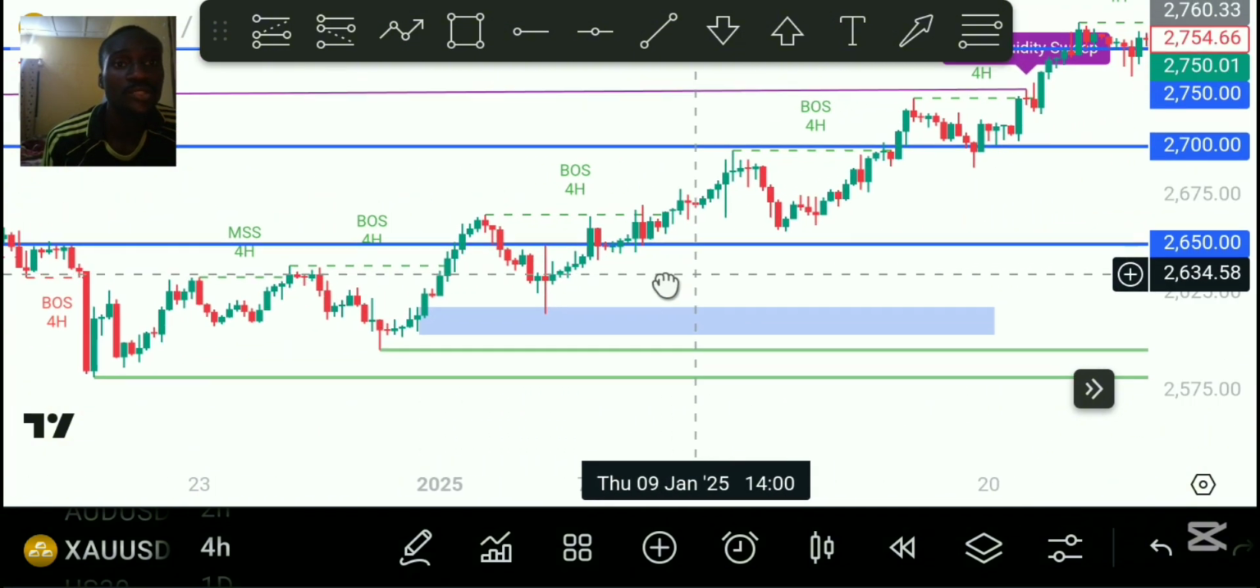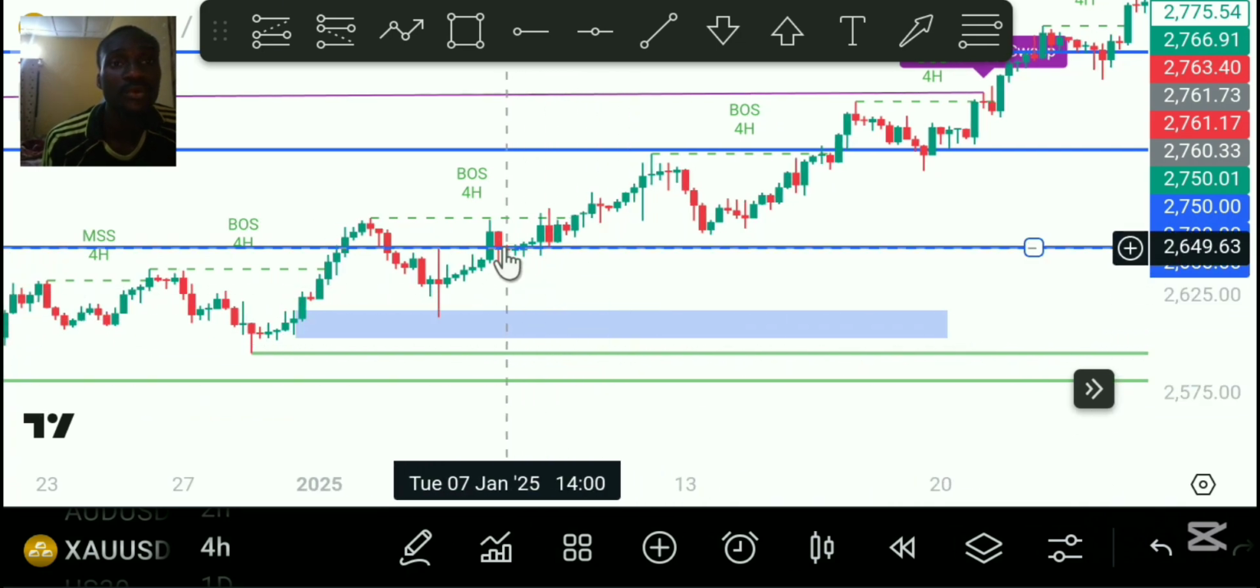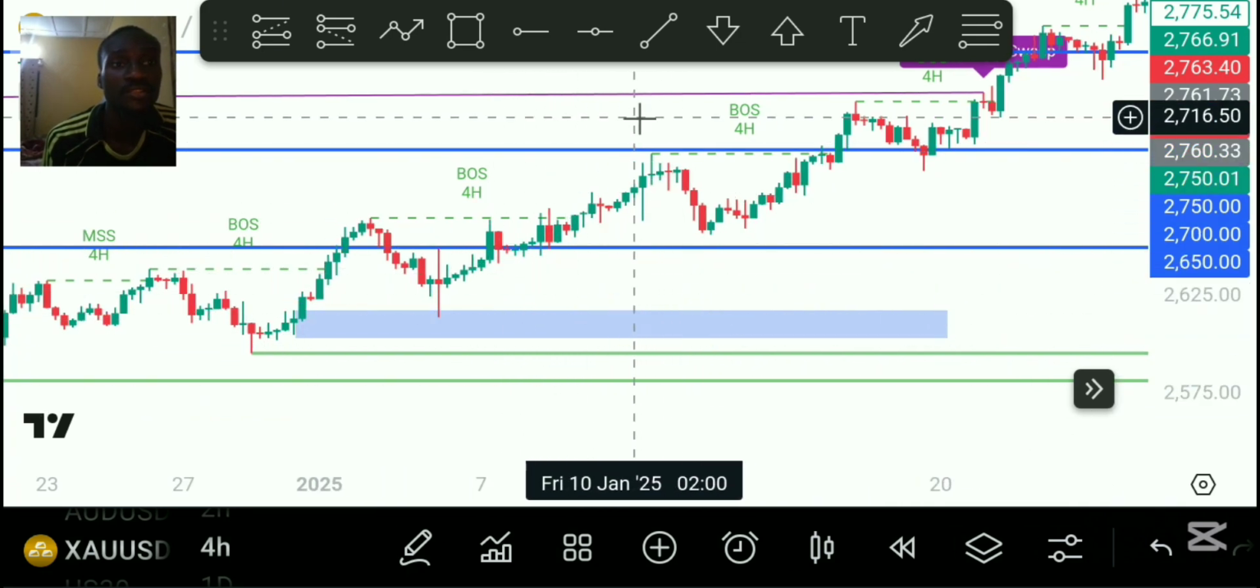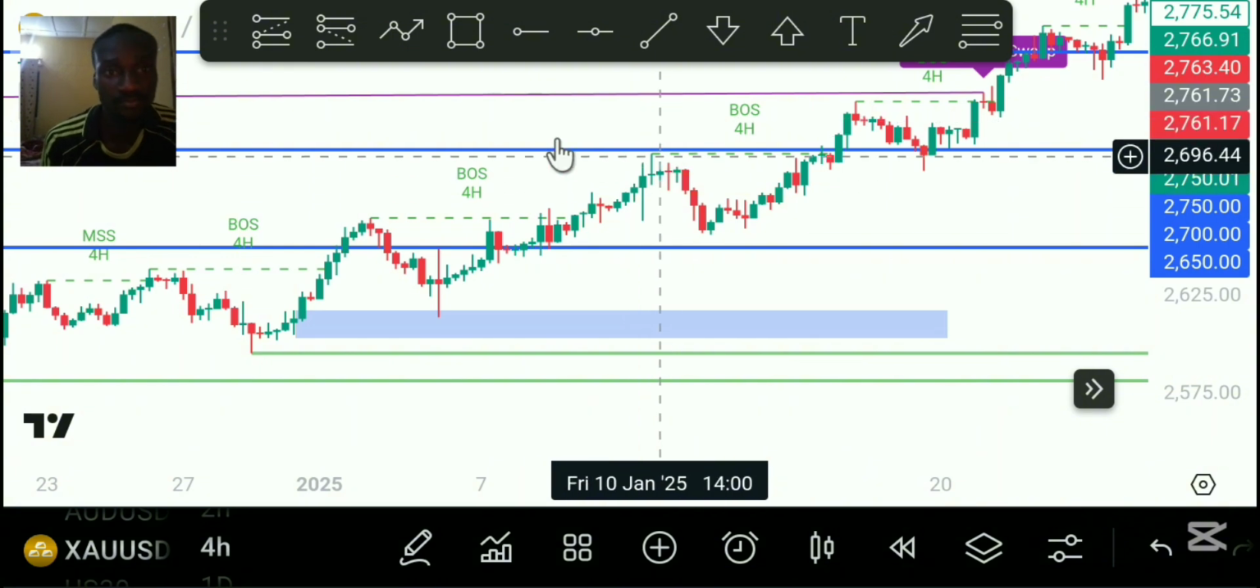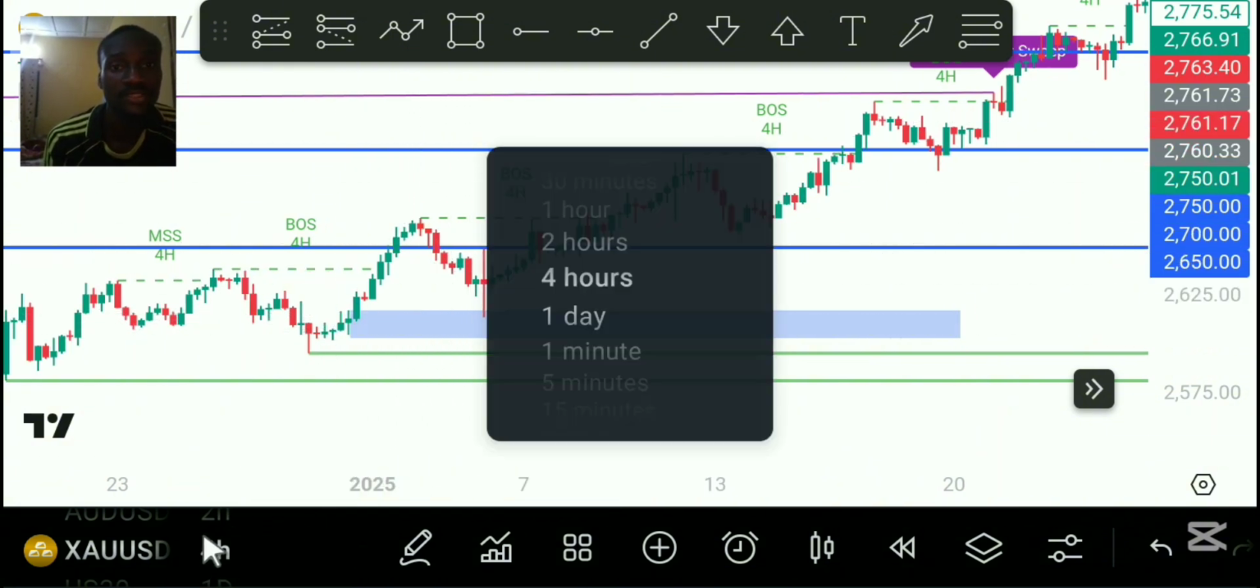Wait for the market to tap back into the order block. When it taps back in, look for what? A shift of character to the other side. Normally, you can see this is my order block. Let's say, for example, this is my order block.